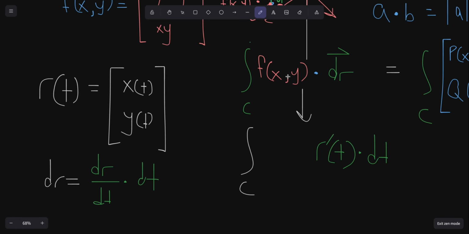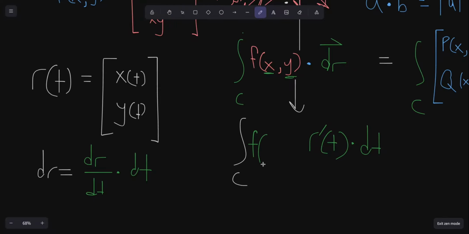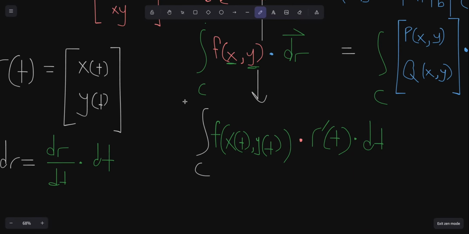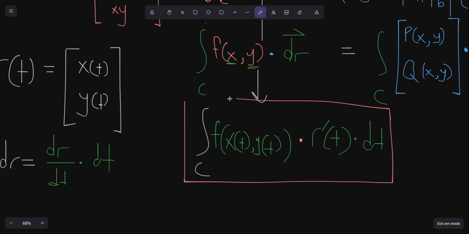And as for our original function, what about this x and this y? I want to turn it into one variable t. Well, we already turned it into one variable t. Because we parameterized the curve, we can give our vector field the exact same parameterization too. And so this becomes f of x of t, y of t. So instead of x right over here, we have x of t and y of t. And so this is our final formula that we can actually use to solve these annoying line integral problems.